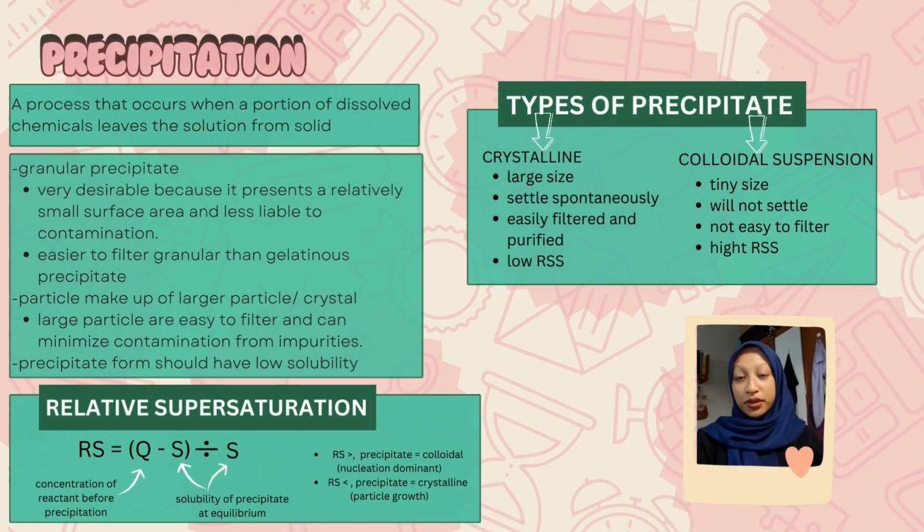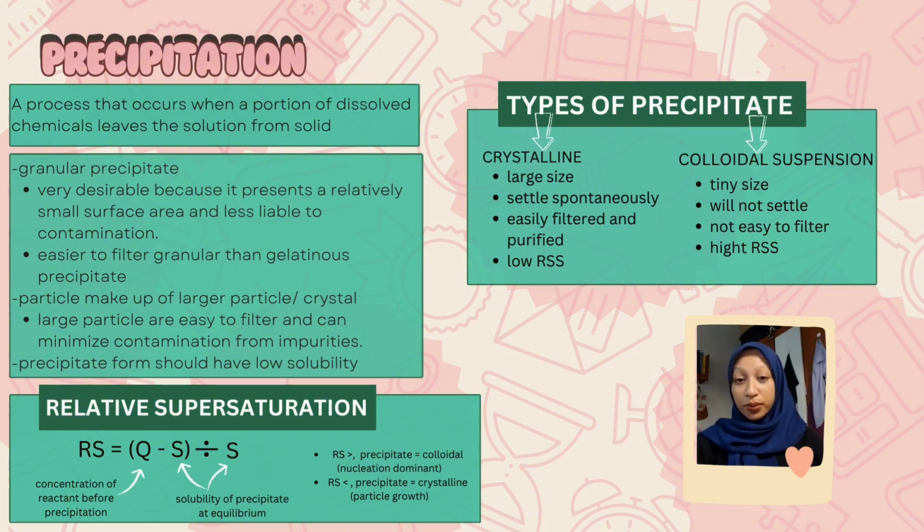Next step is precipitation, which is a process that occurs when a portion of dissolved chemical leaves the solution as a solid. Granular precipitate is one example of a very desirable precipitate because it presents a relatively small surface area and is less liable to contamination. It is also easier to filter granular than gelatinous precipitate. On this step, the particles make up larger particles and have low solubility, because large particles are easy to filter and can minimize contamination from impurities.